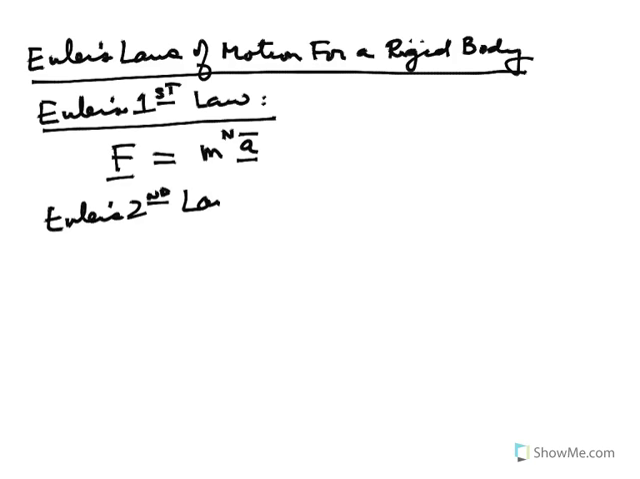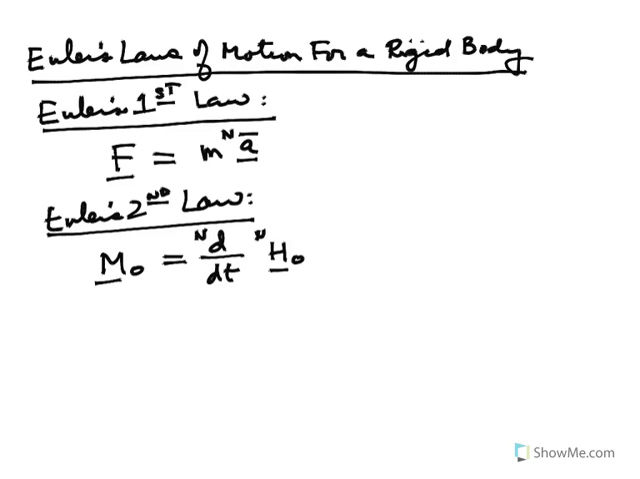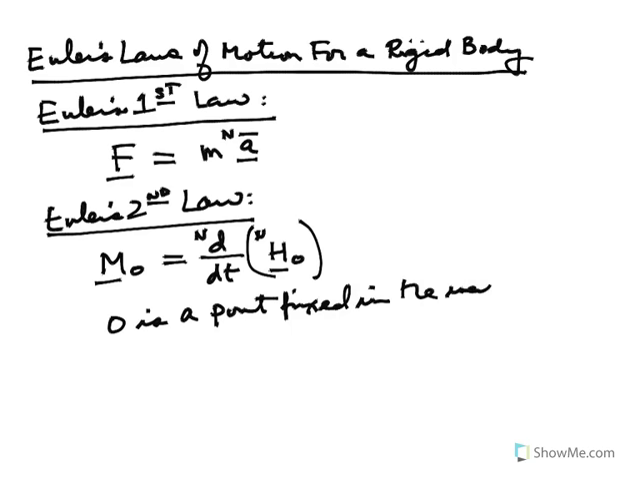Euler's second law, which accounts for rotation, so the first law accounts for translation, says that the moment relative to an inertially fixed point is equal to the rate of change in the inertial frame of the angular momentum relative to the inertially fixed point. O is a point fixed in the inertial reference frame N.